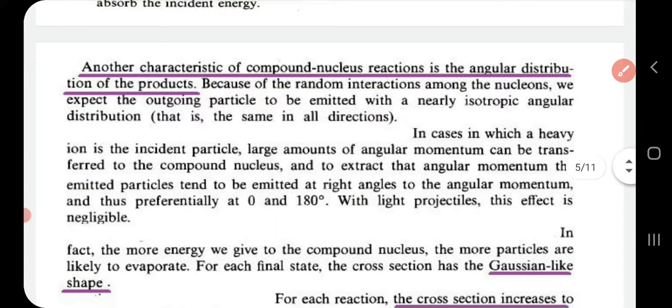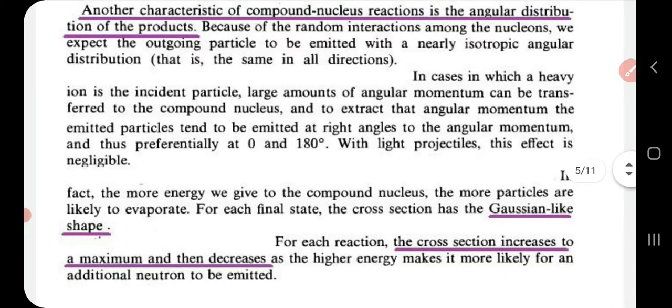Now another characteristic of compound nucleus reaction is the angular distribution of products. Now we know there is a random interaction among the nucleons, so we expect the outgoing particle to be emitted with an isotropic angular distribution, that is the same in all directions.